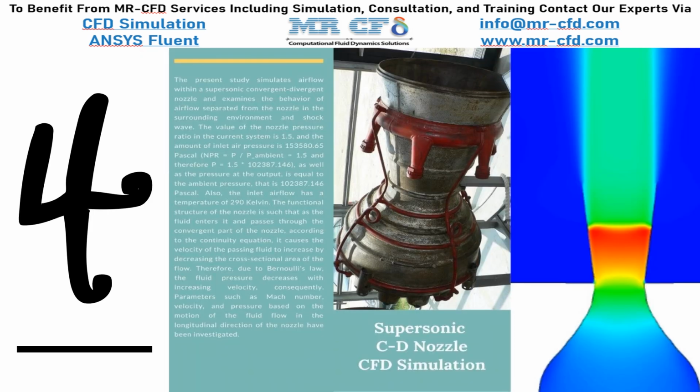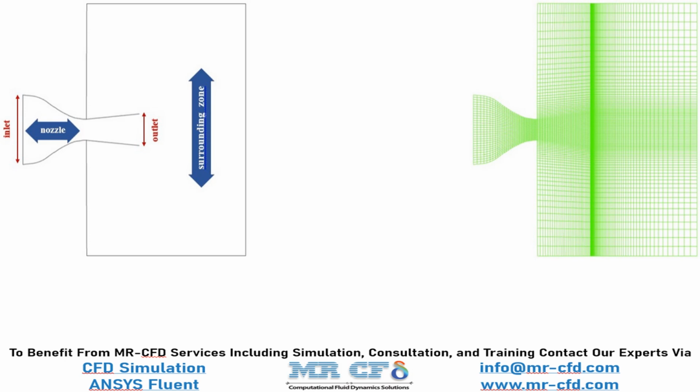The present study simulates airflow within a supersonic convergent divergent nozzle and examines the behavior of airflow separated from the nozzle in the surrounding environment, considering shock wave. The present two-dimensional model is drawn using Design Modeler software. The geometric structure of the model consists of a convergent divergent nozzle and the throat area, as well as a rectangular space containing a nozzle output.